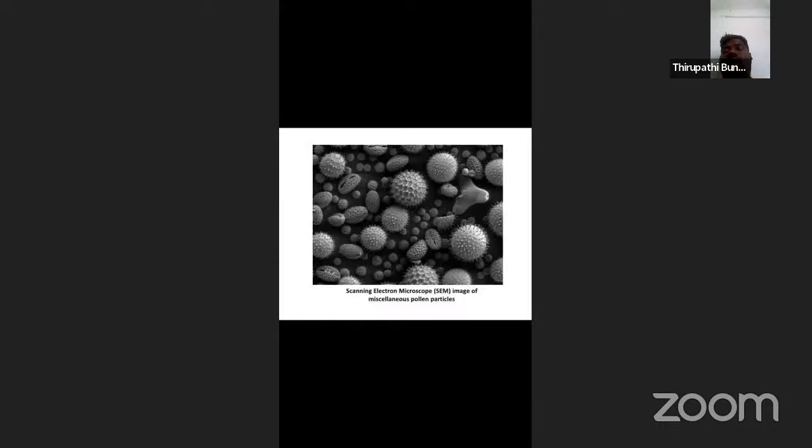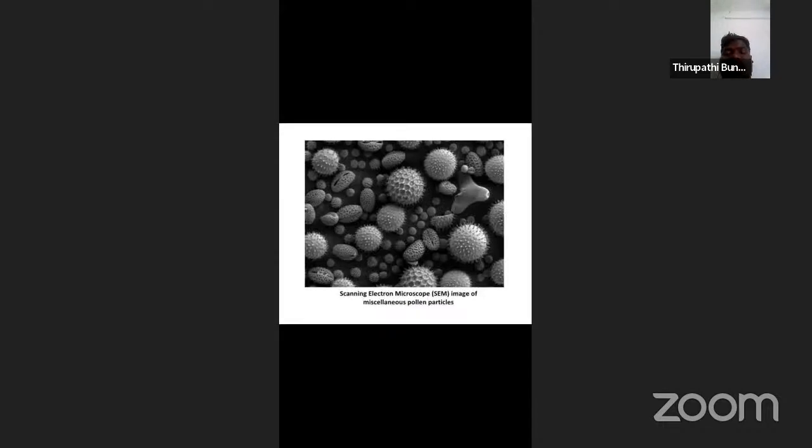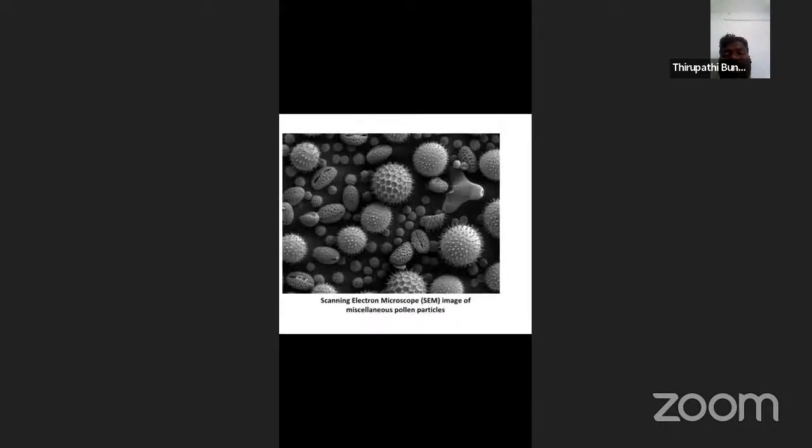See, all are pollen grains. SEM analysis means scanning electron microscope images. All these are pollen particles. Pollen has two layers, the exine and the intine.